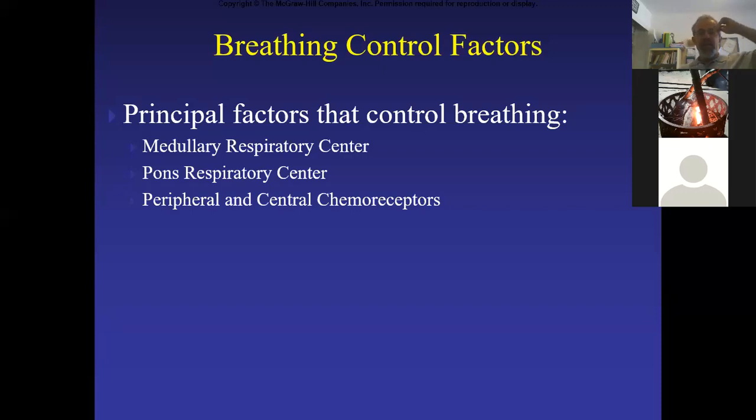Finally, we've got the chemoreceptors. These are specialized groups of cells, much like baroreceptors for regulating blood pressure. These are cells that respond to chemical changes in the blood, primarily carbon dioxide. They send signals to the brain, and that will in turn influence how fast or how slow we breathe. So we're going to take a look at each of these pretty much in detail as we go along.